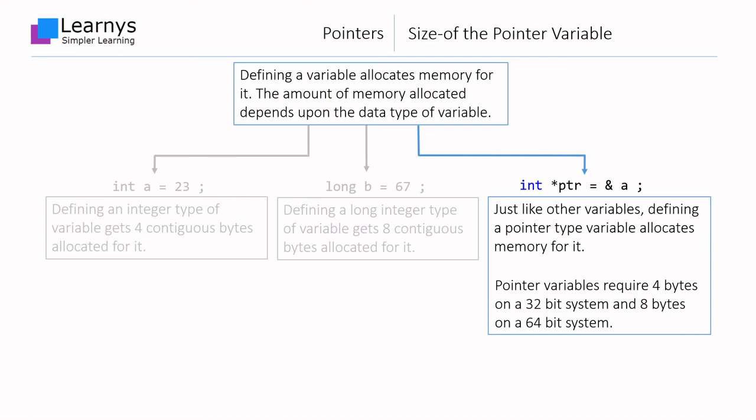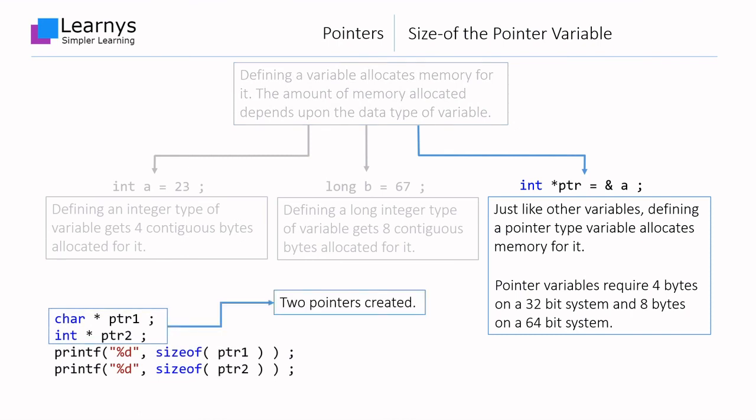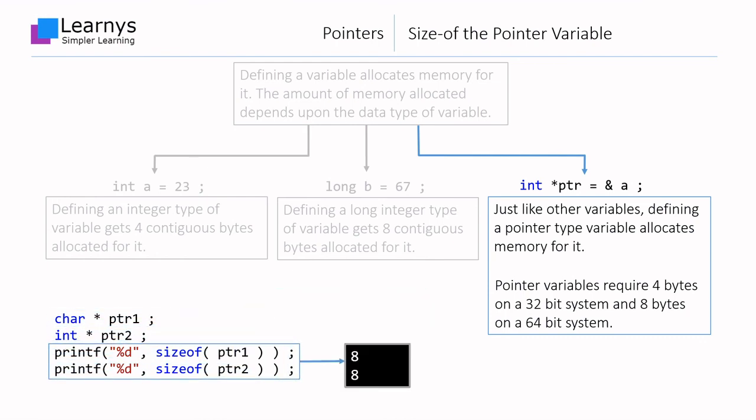We can verify this by making use of the sizeof operator, which is a very handy operator to get the number of bytes allocated to a variable of any type. The first 2 lines of this code snippet declare 2 pointer type variables of char and integer type respectively. The third and fourth lines print the amount of memory allocated to them by making use of the sizeof operator. On my 64-bit system, the output of the third and fourth statements were 8 and 8 respectively, which is the size of a char and an int type of pointer variables respectively.